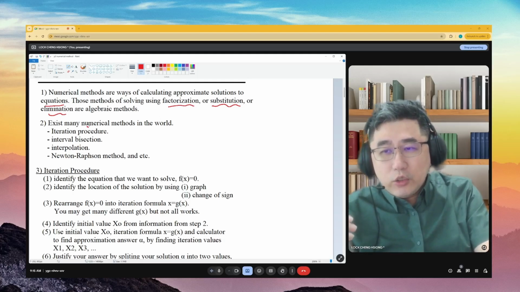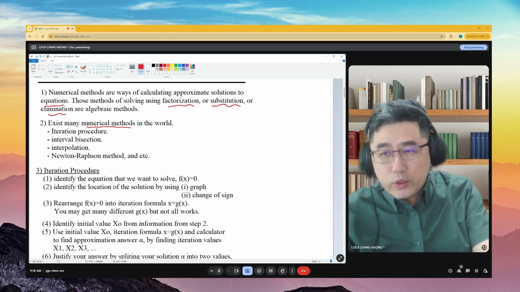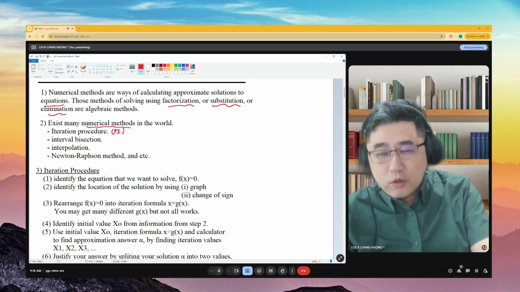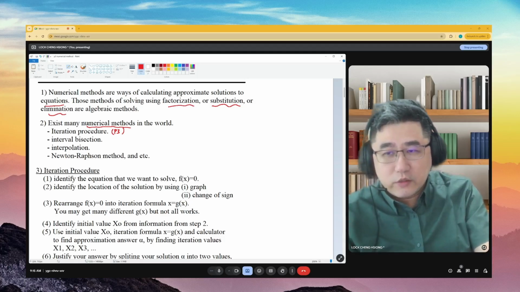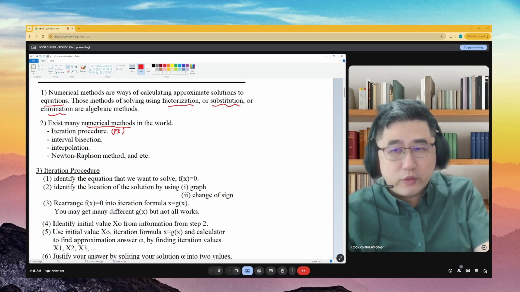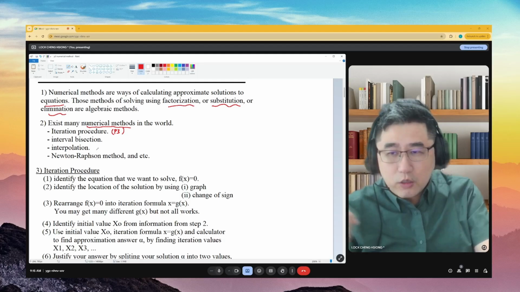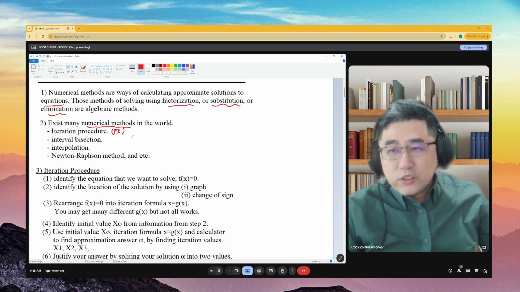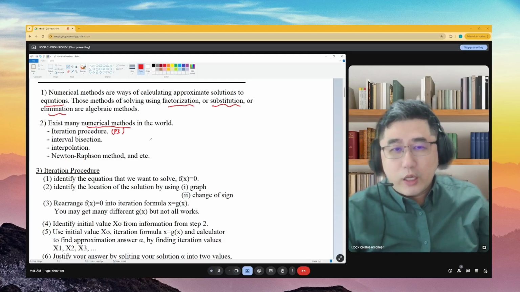There are many numerical methods in the real world. In this P3 topic, we're going to deal with the iteration procedure. In the real world, there are many different numerical methods such as interval bisection, interpolation, Newton-Raphson. In the future, when you're dealing with a different degree, you may have a chance to encounter different types of numerical methods. Since the iteration procedure is the only one that you need to learn for your P3, let's go through the iteration procedure.